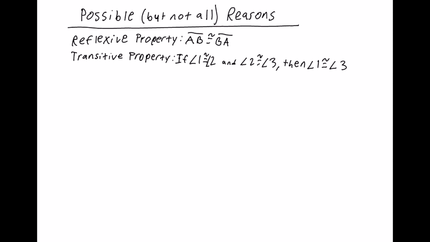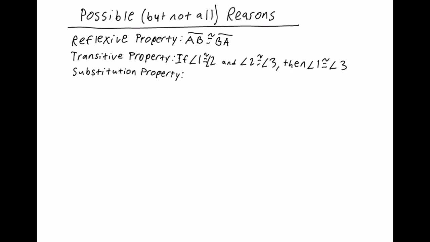If angle 1 is congruent to angle 2, and angle 2 is congruent to angle 3, then angle 1 is congruent to angle 3. So what that means is, since angle 1 is congruent to angle 2 and angle 2 is congruent to angle 3, angle 1 is congruent to angle 3. So the transitive property works that way, where you can just plug things in like that. And notice, this is an if-then statement. Many properties and theorems work that way, where they're conditional statements. If-then.